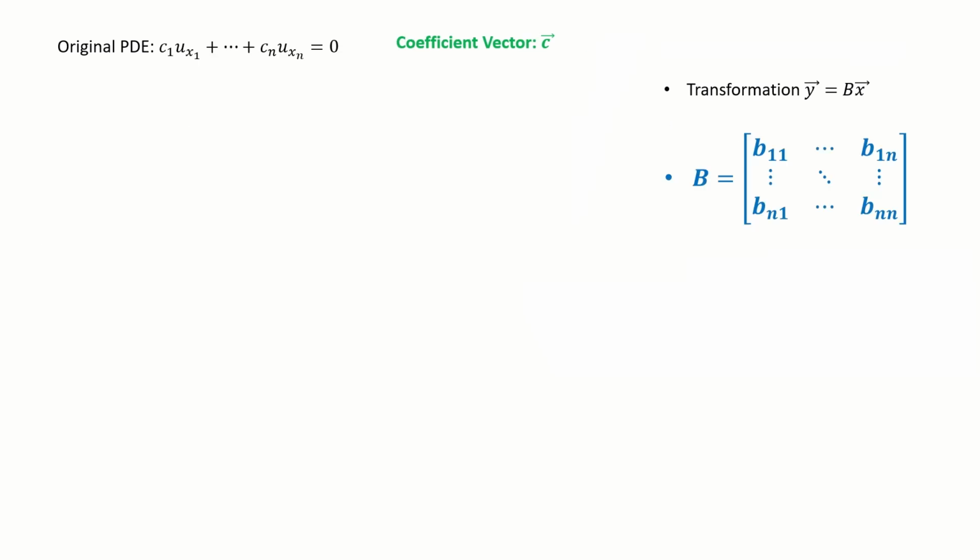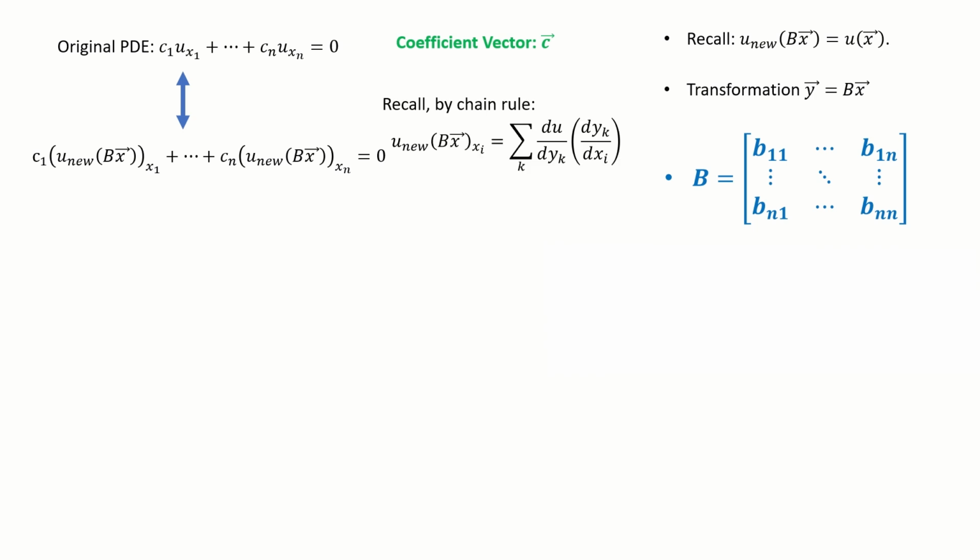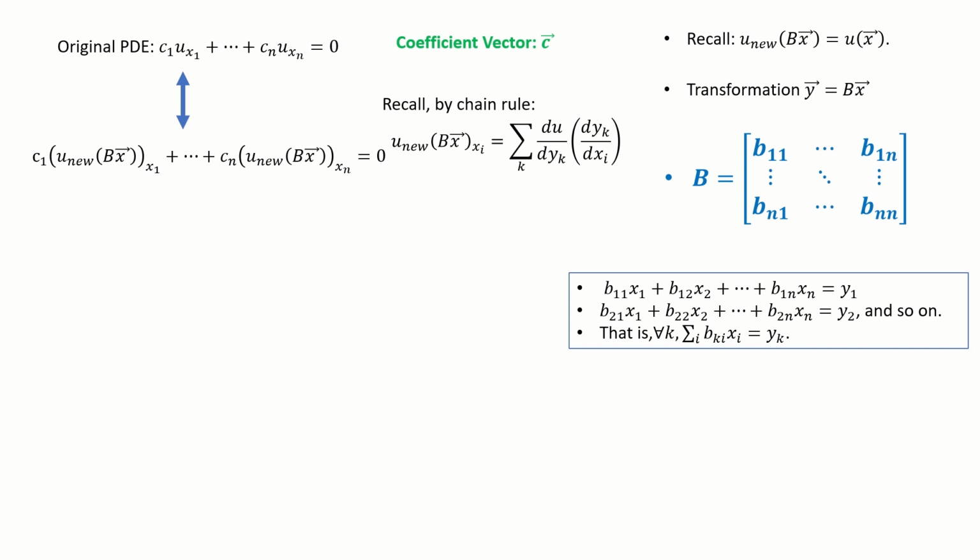Next, let's look at the general case of a first-order PDE with coefficient vector c. Once again, the transformed function evaluated at Bx equals the original function, where x is the vector of independent variables input to u, and B is an invertible matrix. Once again, we plug in this form that we've written the original u function into our original PDE and differentiate, applying the multivariable chain rule. Remember that we can write each of our new variables as a linear combination of original variables with coefficients taken from the B matrix.